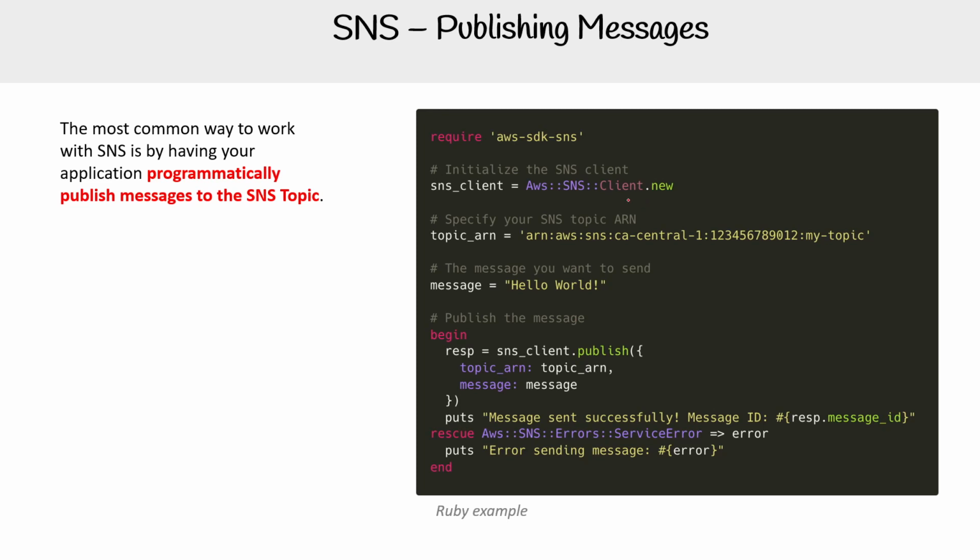We're establishing a client. We're including the SDK up here for SNS. We have our topic ARN, we have our message, and we're just going to publish it to that topic ARN with a message. It's pretty straightforward.